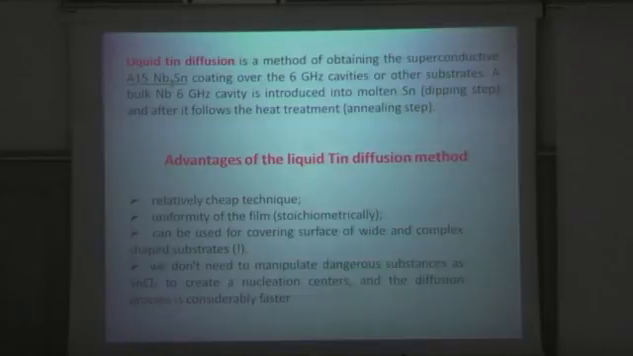There are a few advantages of the liquid tin diffusion method. First of all, it's a relatively cheap technique. Also, the film is stoichiometrically pretty uniform. The method can be used for covering the surface of wide and complex shaped substrates. And also the very important advantage is that we don't need to manipulate a dangerous substance like tin chloride to create inoculation centers, and the diffusion process is considerably faster.